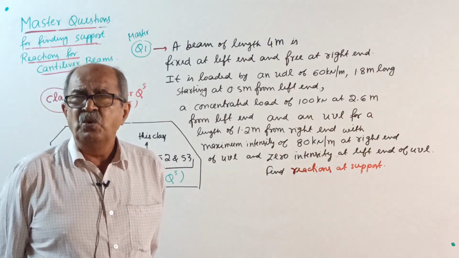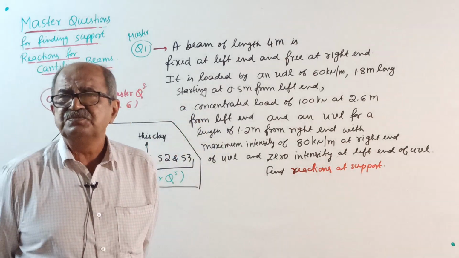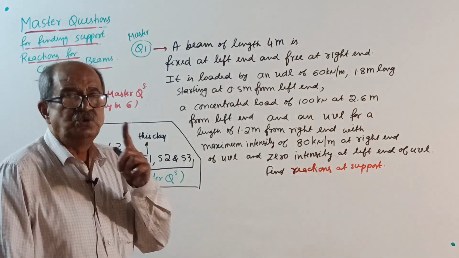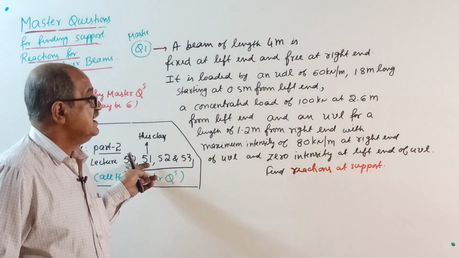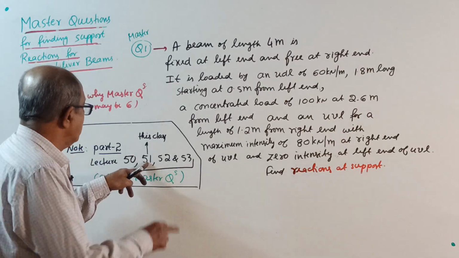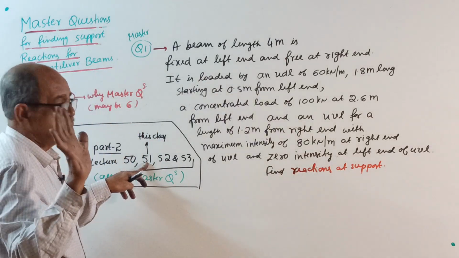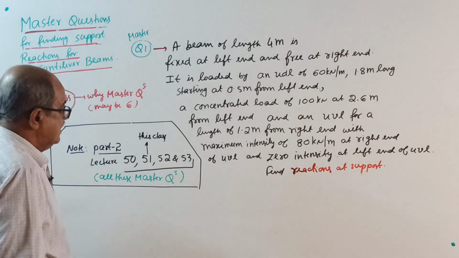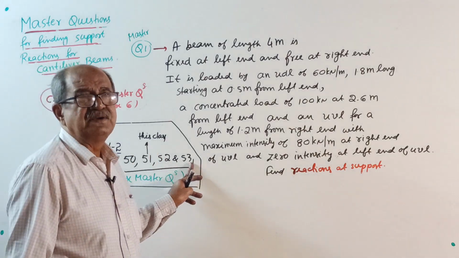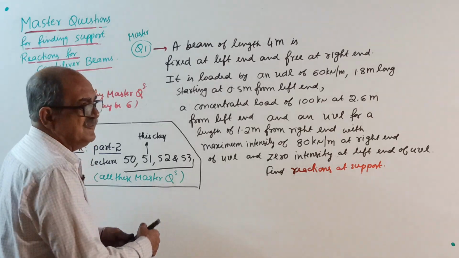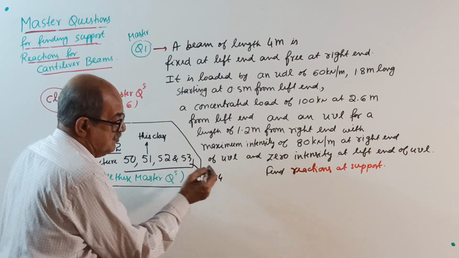If you want to have no difficulty in future, if you want complete control for support reactions for cantilever beams, you should first go through lecture 50, the previous class, the introduction part for cantilever. 51 is this class, where I am solving master question 1. 52 and 53, master question 2 here. Maybe here I will solve 4 master questions, 53, and if requirement is there, 54 also.